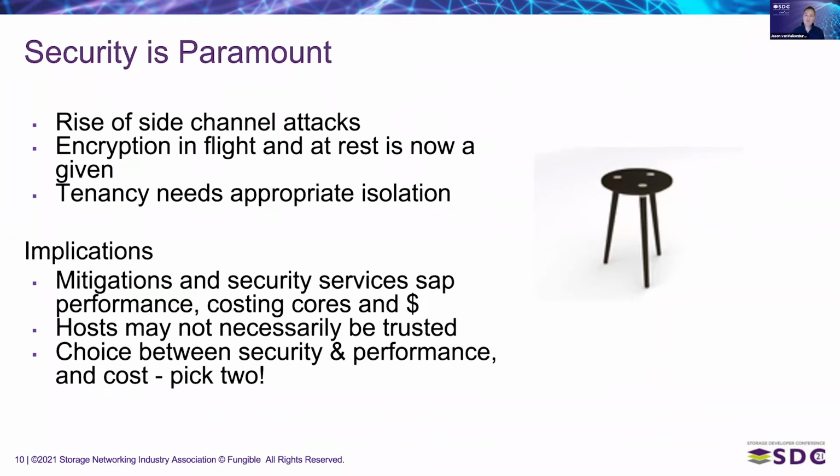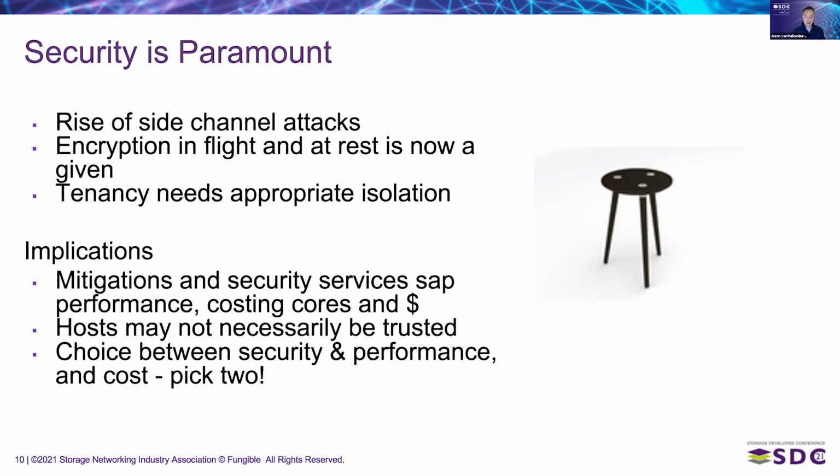Right. Another aspect of that is security is paramount. It always has been, but we have a lot more attention and a lot of effort being spent on it now that we have things like side channel attacks and other types of things, right? So the threat vectors have gotten larger, right? Encryption in flight and at rest is now a given, it's table stakes, right? And tenancy and isolation are growing in concern as we look at how businesses and organizations are delivering services either to their internal organization or to external parties, right?